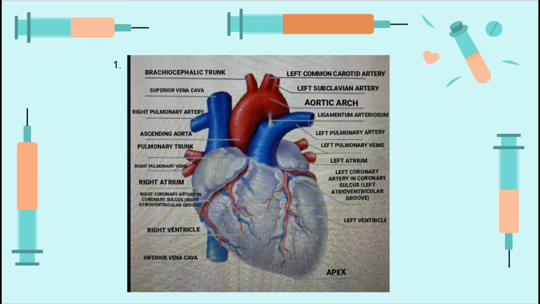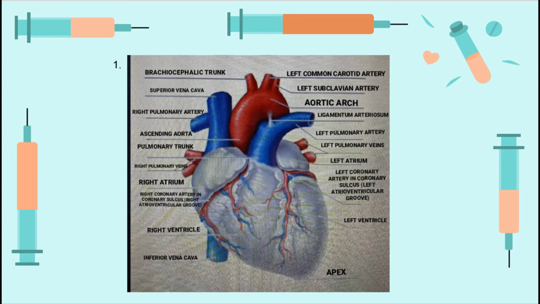The sixth one is the right pulmonary veins. In relation to the heart, the right pulmonary veins pass behind the right atrium and superior vena cava.